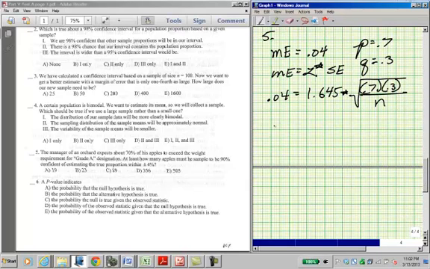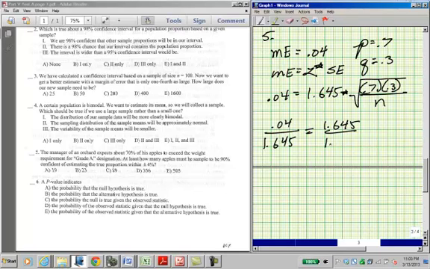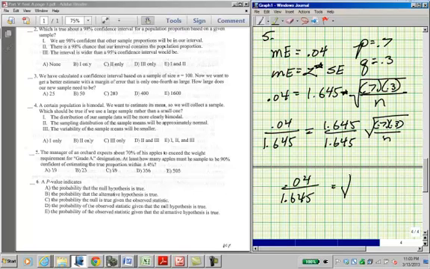The first thing I'm going to do, I'm going to take 0.04 and divide it by 1.645. I'm going to divide both sides by 1.645, equals 1.645 over 1.645 times the square root of 0.7 times 0.3 over n. In other words, it's all multiplication, so I can do this reciprocal operation to get rid of the coefficient of the radical. So now I've got 0.04 over 1.645 equals the square root of 0.7 times 0.3 over n.